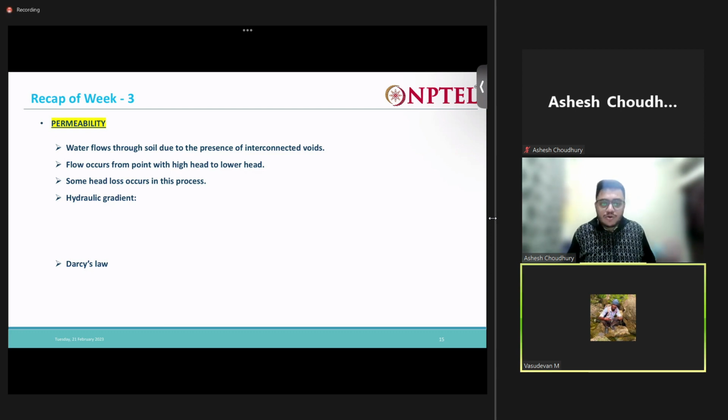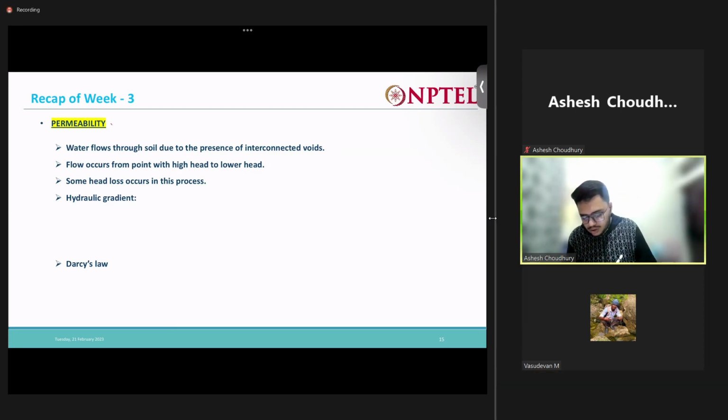One more topic to be discussed in the third week was permeability. So what is permeability? If we have a certain amount of soil, and that soil allows water to flow through it, that property of the soil or any other substance, which allows a fluid or a liquid, it may be gas also, to flow through it, is known as permeability.